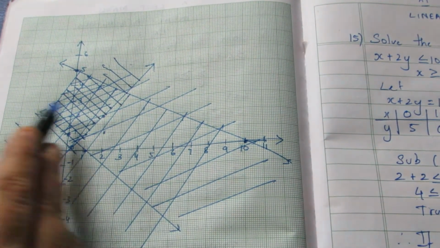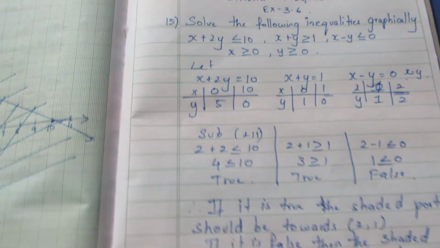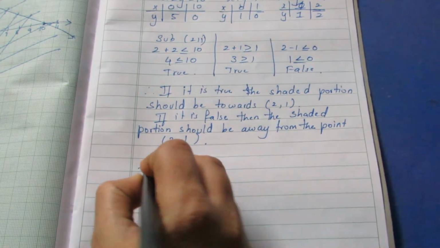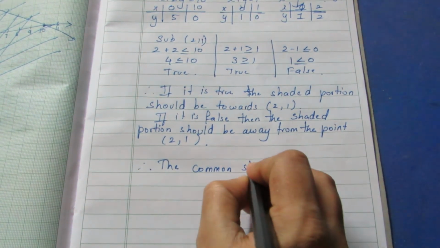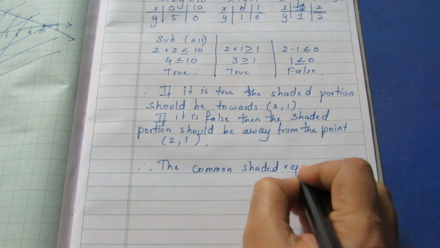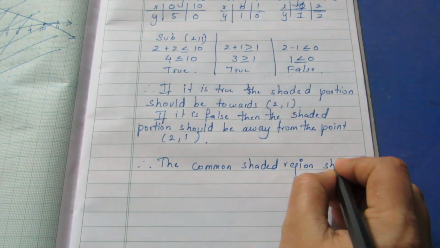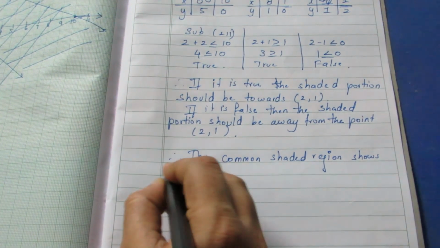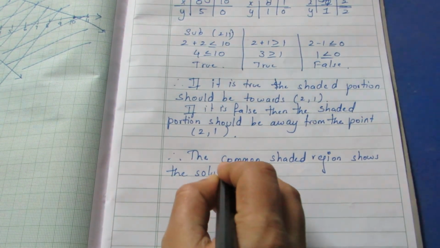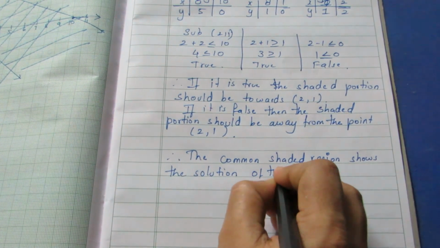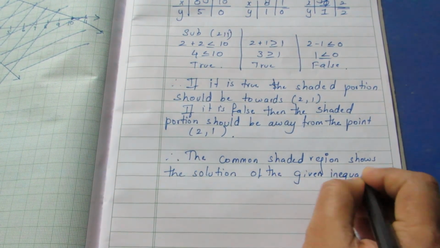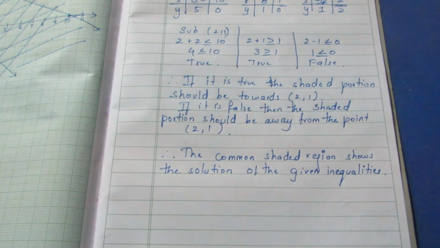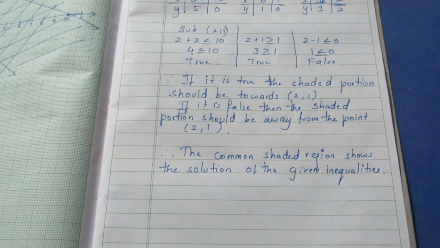This is the solution of the graph. So write the solution to be: therefore the common shaded region shows the solution of the given inequalities. So that's all with the sum. We need to draw it in the graph, and also we need to write the solution. That's all with the sum. Thank you.